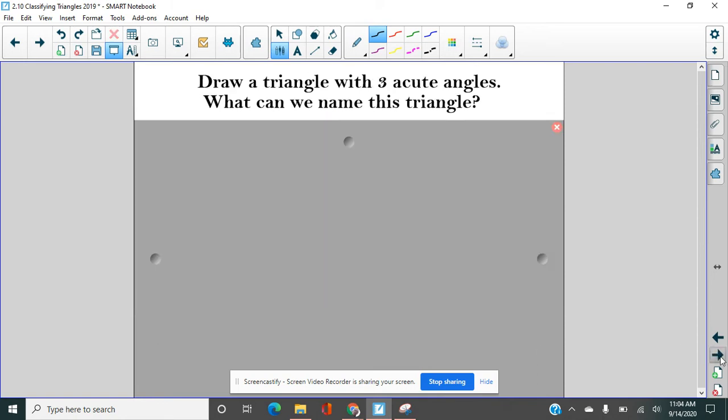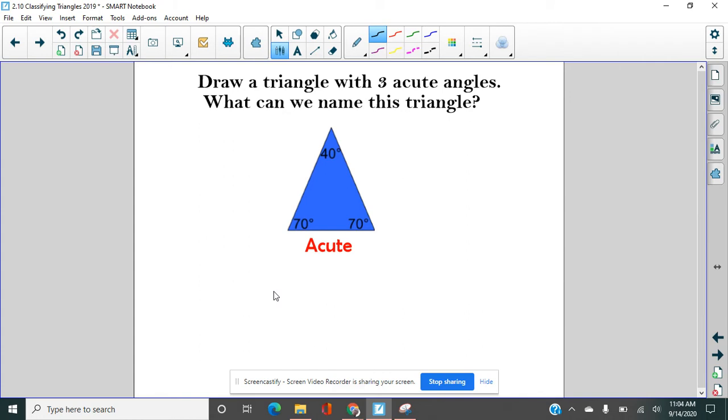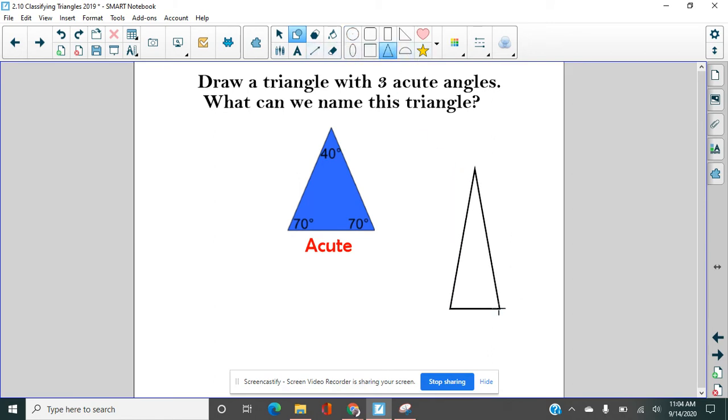More drawing. Let's draw one with three acute angles. That is an acute triangle. Yours might have looked like this, right? Other acute triangles, I have a little triangle guy up here that can actually make acute triangles. There's an acute triangle. There's an acute triangle. A lot of the ones that look like the pattern block look like this, that all have the same angles, right? So those are acute triangles.